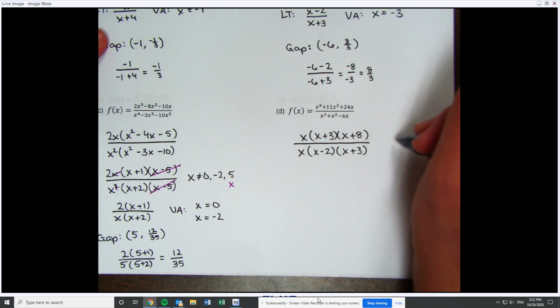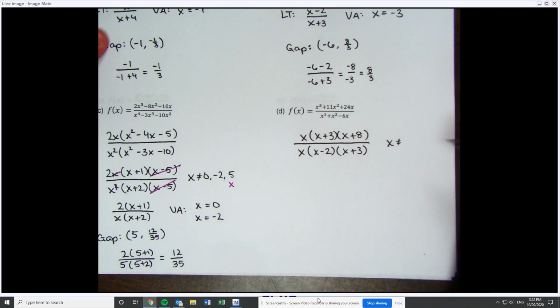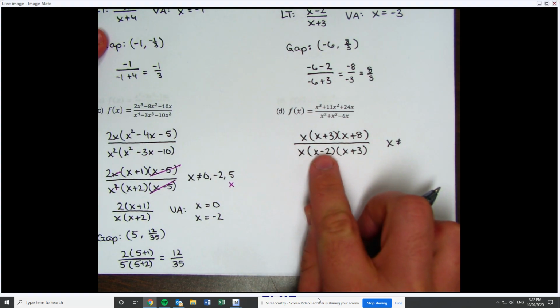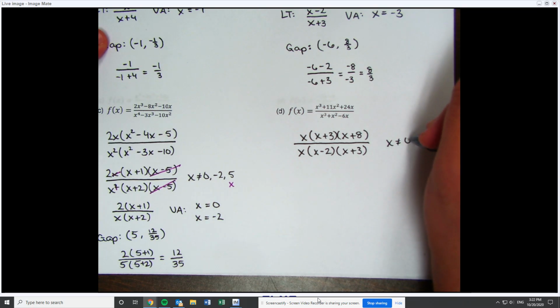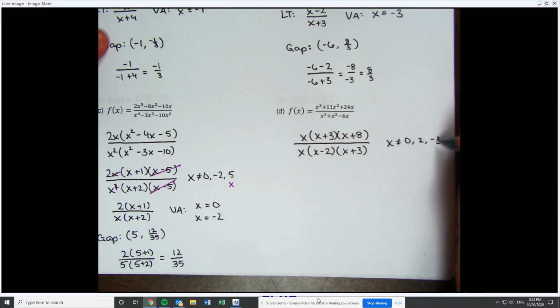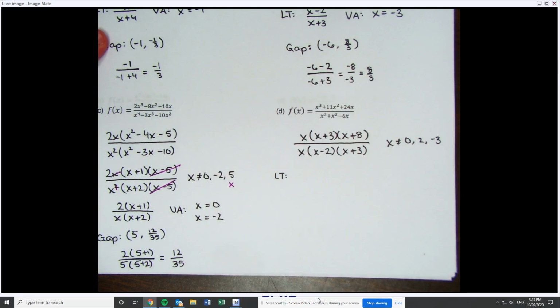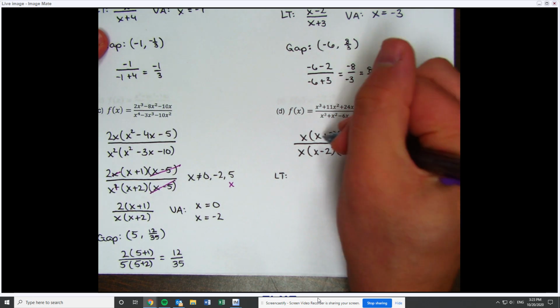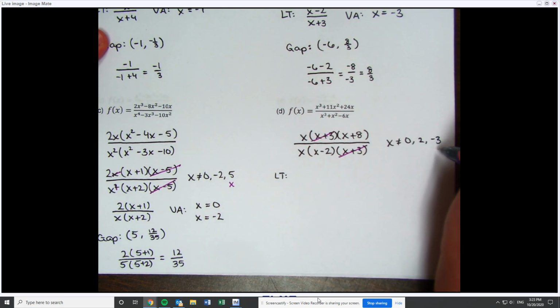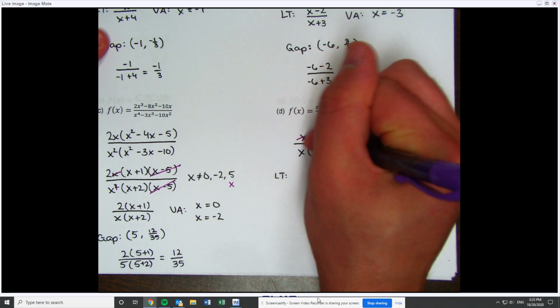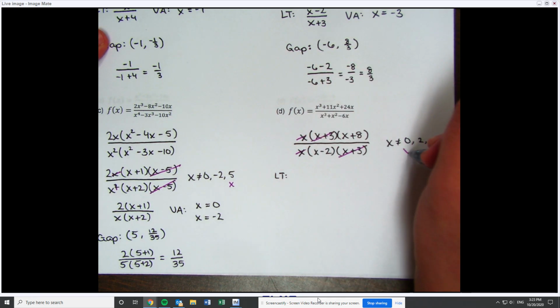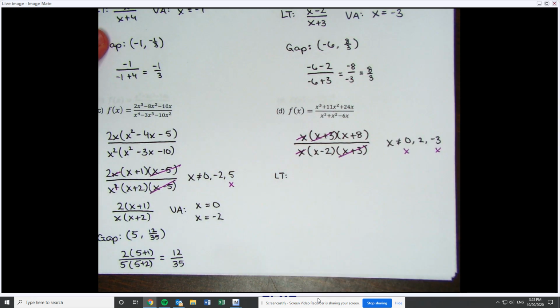Got it. Now, figuring out our domain, the x values we cannot equal, 0, 2, and -3. Got it. Now, writing this in lowest terms, I can get rid of x plus 3. So the -3 gets removed. I can get rid of the x, so the 0 gets removed. So in this one, I removed 2 values. So that means I'm going to have 2 gaps.